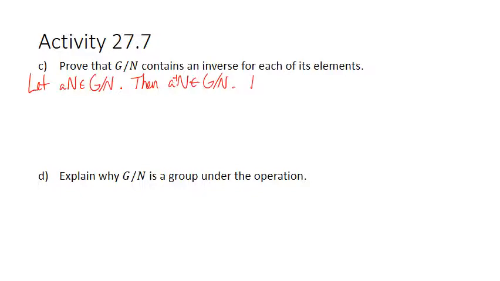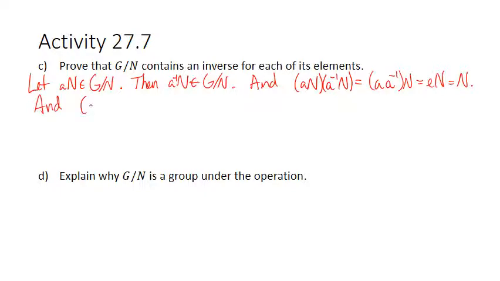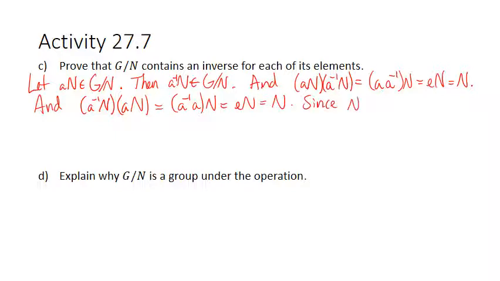Okay. And we can see the following. If I do aN times a inverse N, then I'm going to get a a inverse N, which is going to be eN, which is going to be N. So that is the identity. Remember, when you multiply two inverses, you need to get the identity. Okay, and then also the following. If I do it in the other order, then I'm going to get a inverse a times N, and that will be eN, and that will just be N, and that is the identity. So I'll just point that out, since N is the identity.